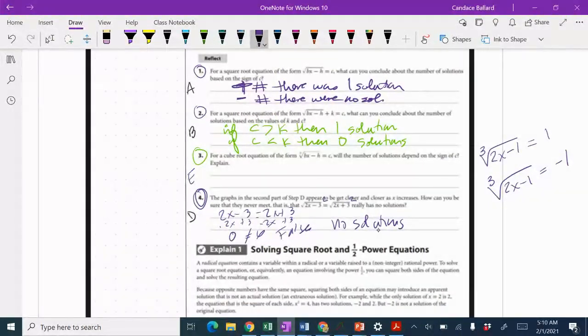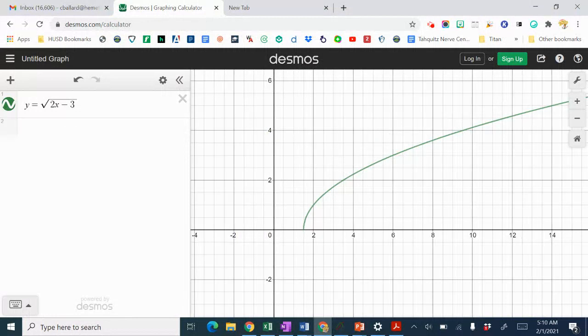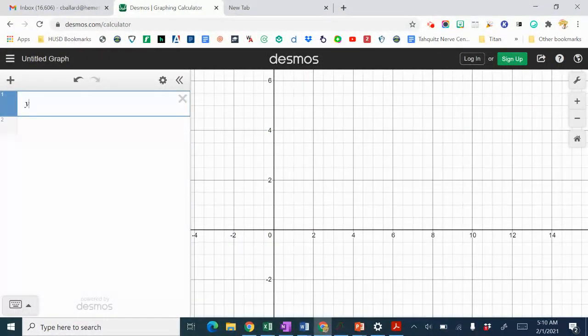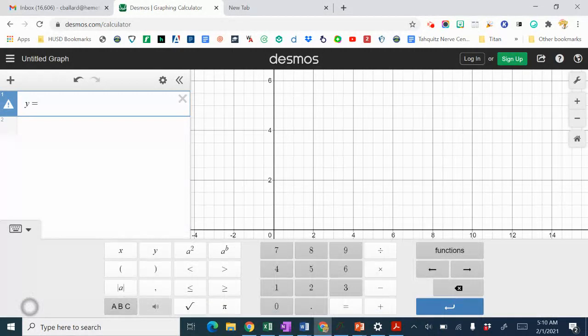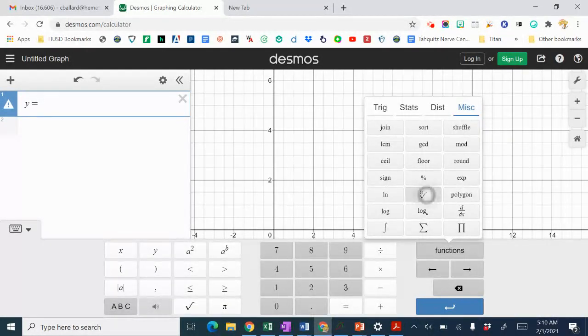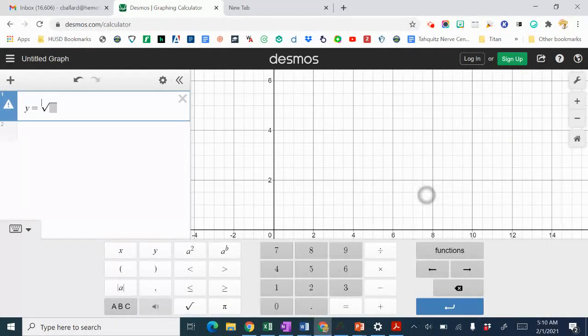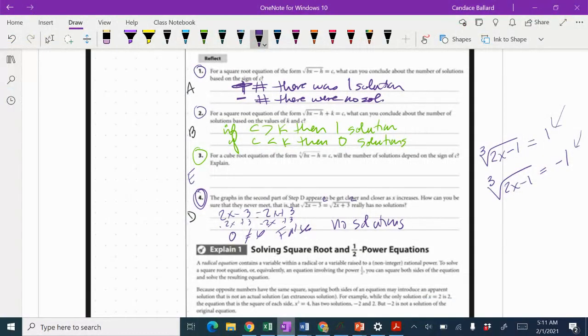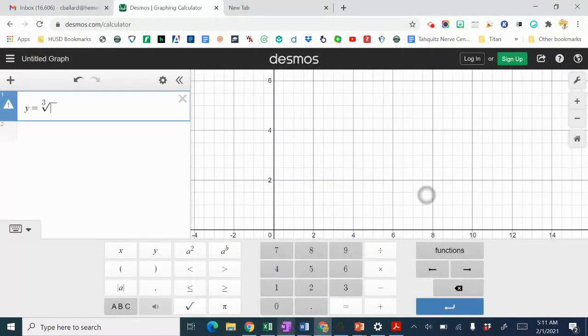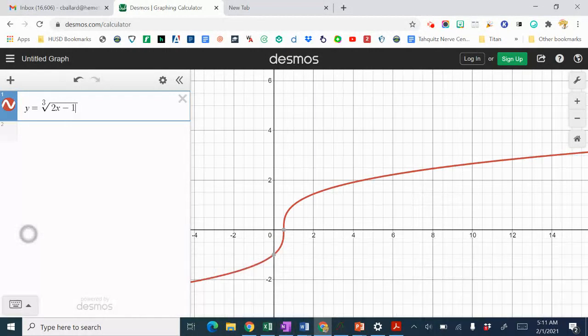So what they wanted us to do is graph the cubed root and set it equal to a negative and a positive. So let's try that really quick. So to get a cubed root in here, we get y equals, and I've got to go to my keyboard. I'm going to go to functions and the nth root. So I'm going to use a cubed root, and I'm going to type in 2x minus 1, which I made up. And you'll notice that the cubed root looks a little bit different. It looks like a cubic function kind of laying on its side.